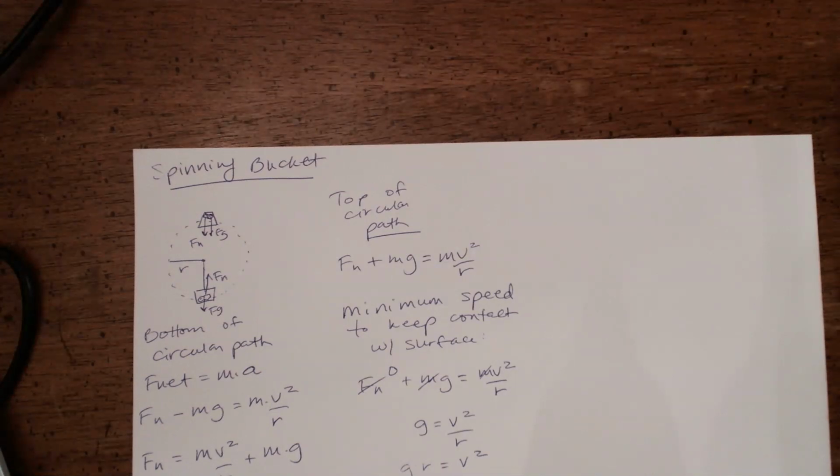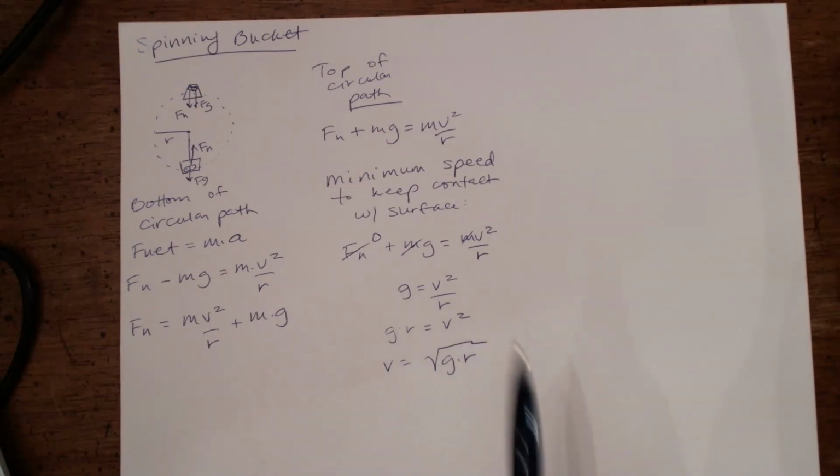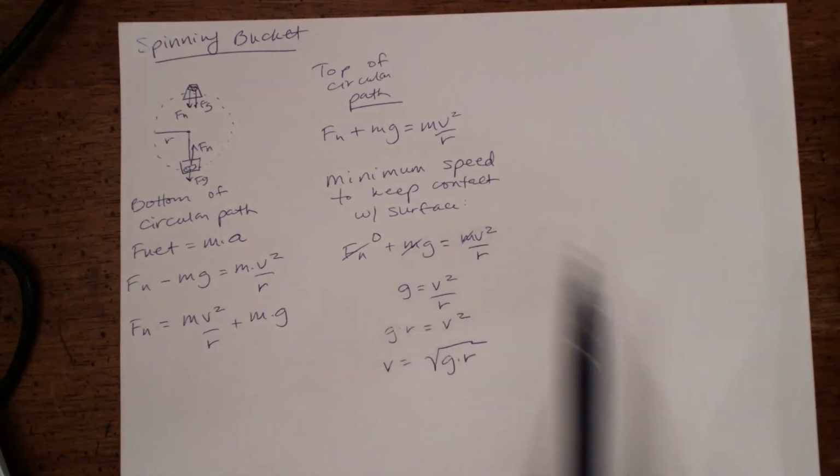And we saw this equation before when we were looking at orbits. We were talking about a satellite or a space station, something orbiting a large object. It's got to have at least the speed in order to stay in that orbit.